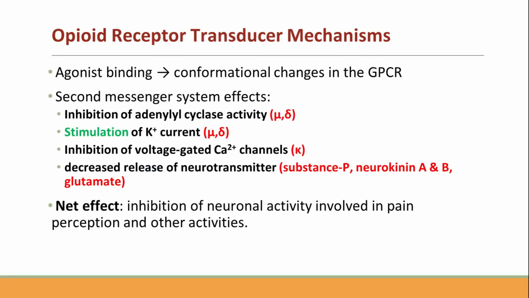When an opioid binds to its receptor, it triggers a conformational change in the G protein-coupled receptor. This leads to inhibition of adenylyl cyclase, opening of potassium channels leading to hyperpolarization, and inhibition of calcium influx, which suppresses neurotransmitter release. The net result is decreased neuronal excitability and reduced transmission of pain signals.